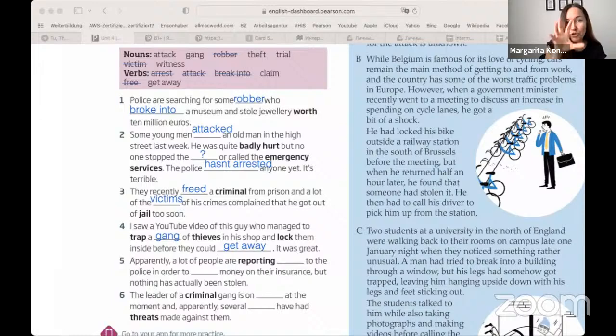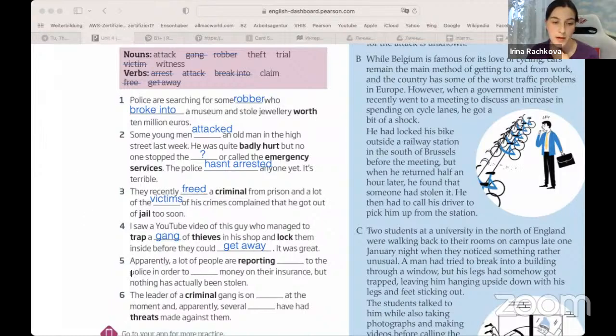What did he do to trap? Ну, как задержать, вот я не знаю. Как поймать в ловушку. Trap. Группу грабителей. Каким образом? In his shop and locked them inside. Он запер их внутри. Верно, он их запер внутри, то есть прямо он их поймал, да, в ловушку. Trapped a gang of thieves and locked them inside of the shop so that they couldn't get away. All right, wonderful.